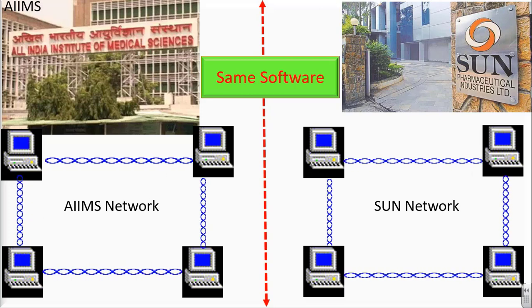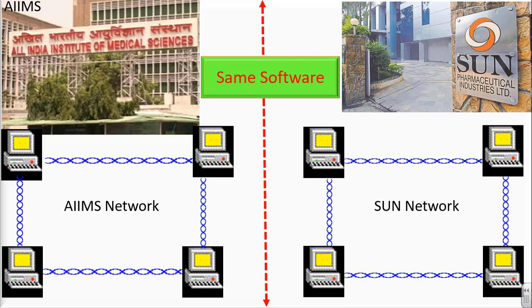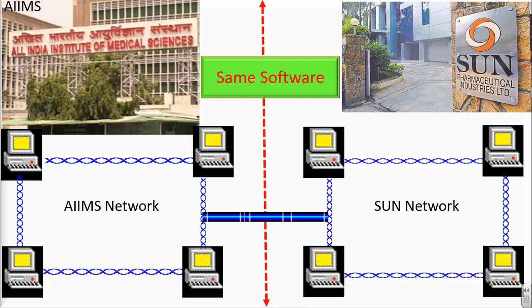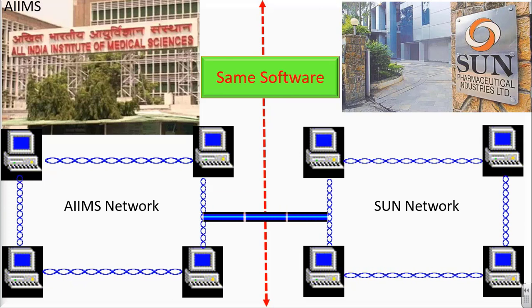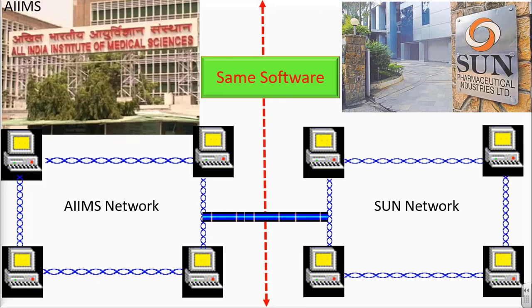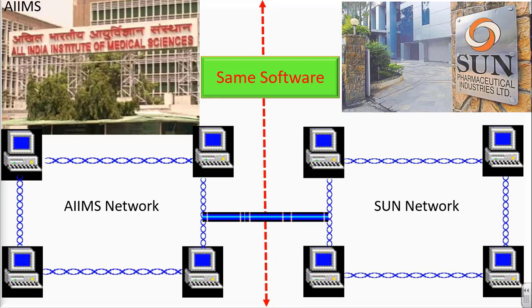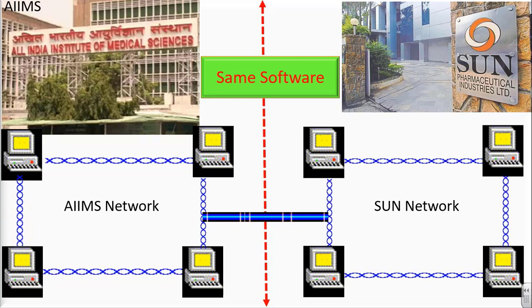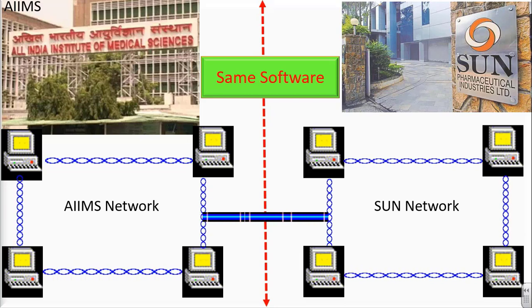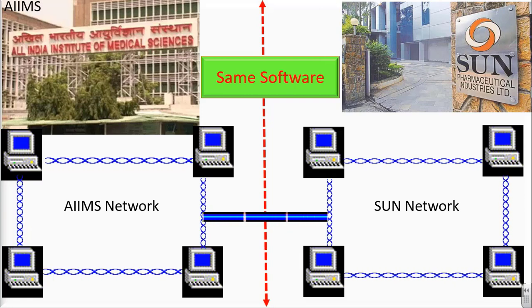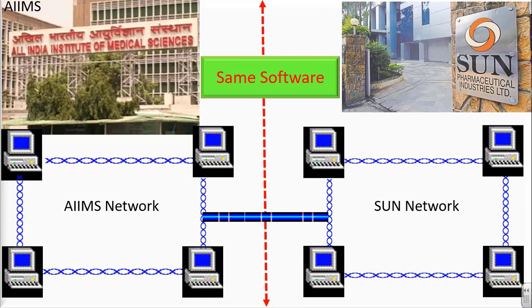They both have the same software, so their computers can communicate with each other. There will be no problem. We have interconnected both these networks, so now AIIMS started communicating to Sun. Sun also started communicating with the AIIMS network. It means the information from the AIIMS network comes to the Sun network, and from the Sun network information goes back to the AIIMS network. This is a case of computer-to-computer exchange of information. This is the simplest form of electronic data interchange, EDI.